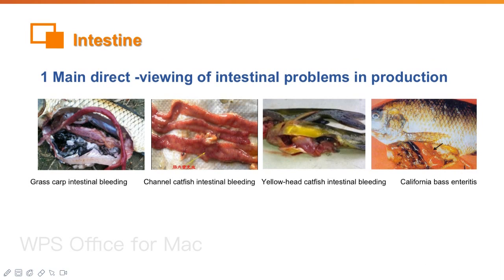After talking about the liver, let's look at the intestine. The direct effects of intestinal problems in production are bleeding, thin walls, and poor toughness of the intestine, and the intestine is very easily affected by enteritis, intestinal sepsis, intussusception and other diseases.